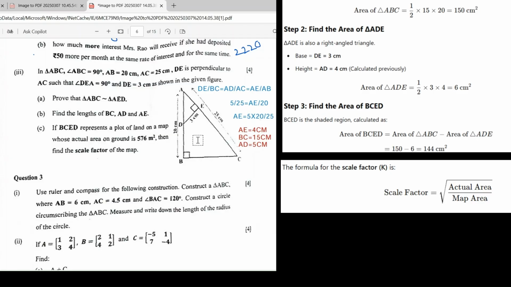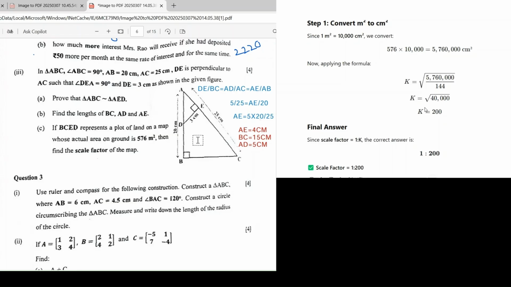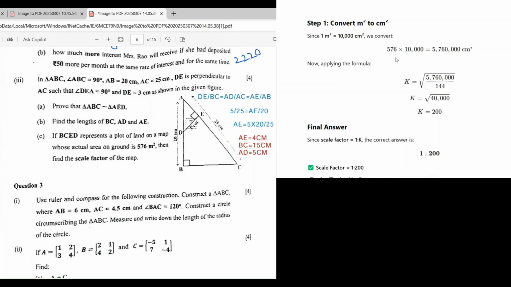Actual area is 576 meter square, that is 576 into 10000 centimeter square. So K is the square root of actual area divided by map area, that is equal to 200. So the scale factor equals 1 is to K, that is 1 is to 200, which is our answer.